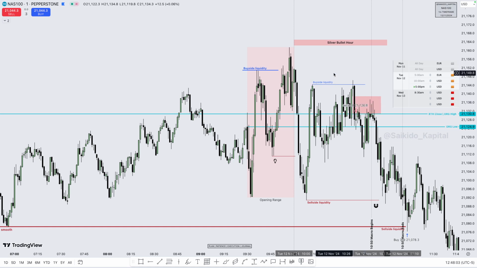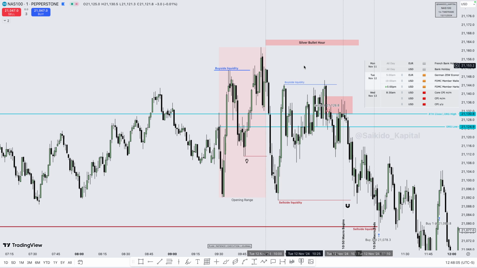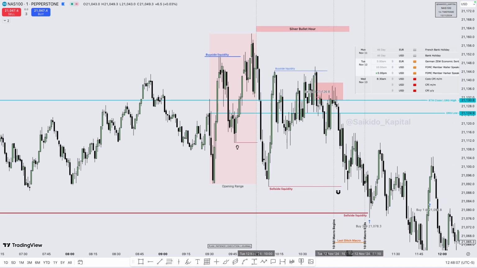So what you want to focus on is the last ditch macro, which is what I highlighted here. If there are no red folder news events, that's what you want to be trading. The last ditch macro will give you some displacement, even on days like this. So if the market structure is good, then you should trust it. We rely on it if you really want to be out there pressing the buttons.